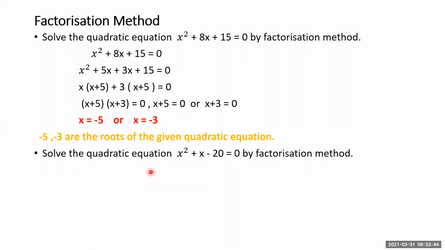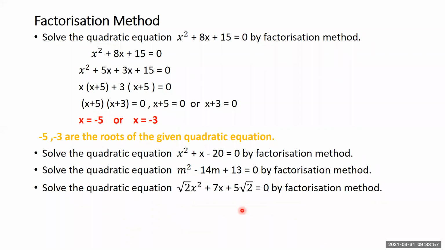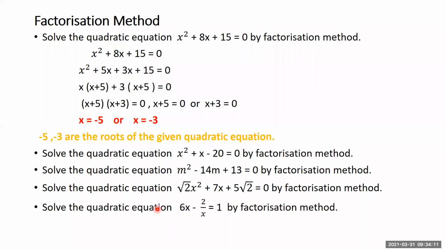And these are some practice questions I have given. Solve the quadratic equation x square plus x minus 20 equal to 0 by factorization method. And one more, m square minus 14m plus 13 equal to 0 by factorization method. And here this is a third one, root 2 x square plus 7x plus 5 root 2 equal to 0 by factorization method. Clear, children? So this is for 2 marks you will get.